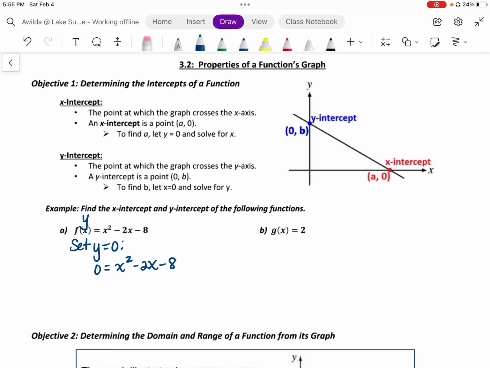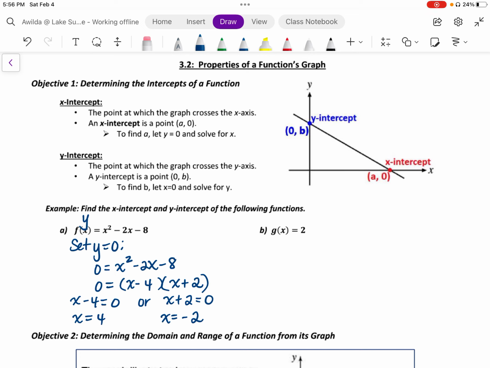Now to solve this equation for x, we're going to factor the trinomial on the right-hand side. Two numbers that multiply to negative 8 and that add up to negative 2 are negative 4 and positive 2. Using the zero product rule, we write that either x minus 4 is equal to 0 or that x plus 2 is equal to 0, which gives us two solutions. X is either equal to positive 4 or x is equal to negative 2.